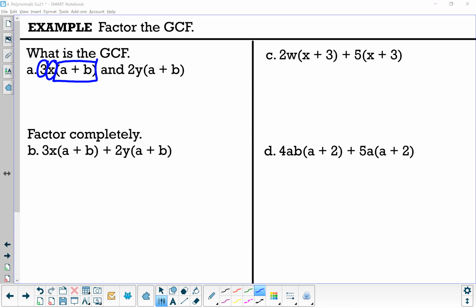Now, if we look at the second expression, we have 2 is a factor, y is a factor, and again, a plus b is a factor. So when we think about, okay, what is our GCF? We only have one factor that is in common, and that is the a plus b.